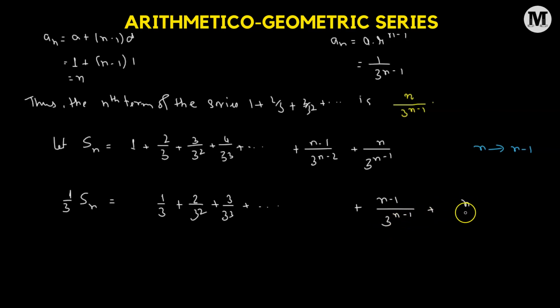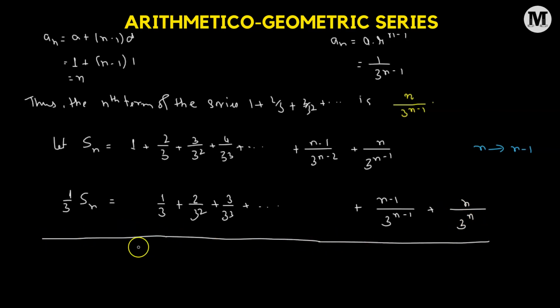Added to n divided by 3 raised to the power of n. So this one done so that we can now subtract 1/3 of Sn from Sn. That means Sn minus 1/3 of Sn. This is going to give us the first term that's going to stay as 1. Then we have 2/3 minus 1/3, so that will be 1/3.